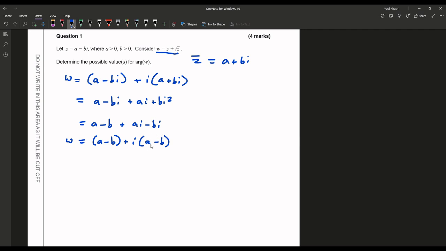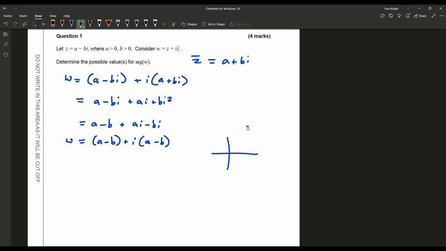So now that's w, and we're trying to find the argument of w, which is the angle that w makes with the positive x-axis. So if this is w, for example, we're trying to find this angle. And if w is like here, we're going to find this angle. Now to get this, first there are actually two cases we have to consider.